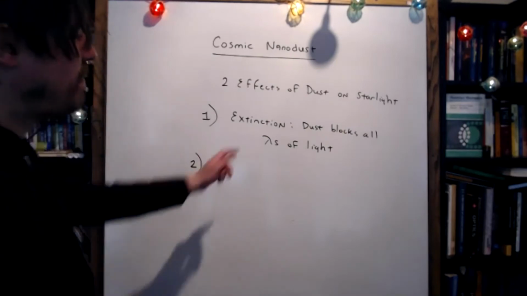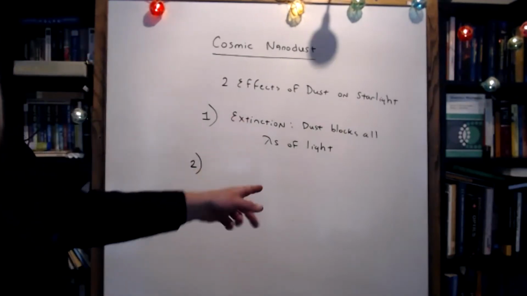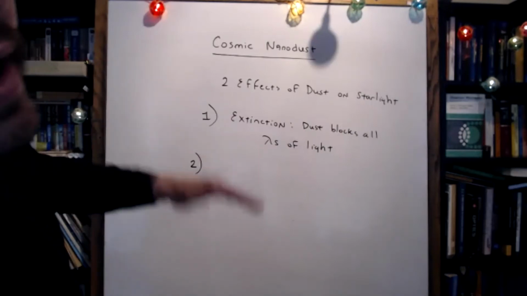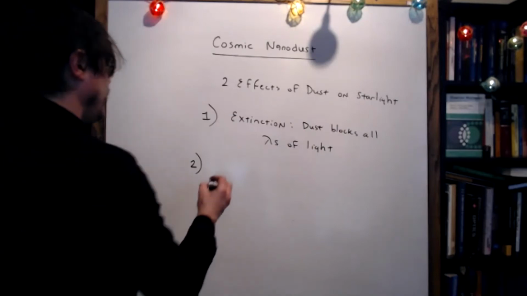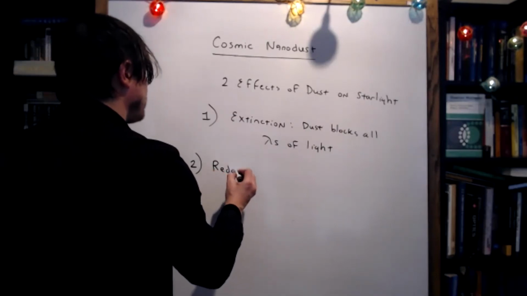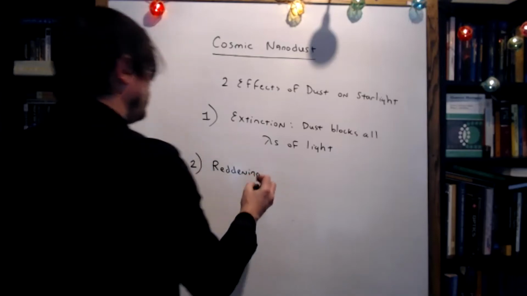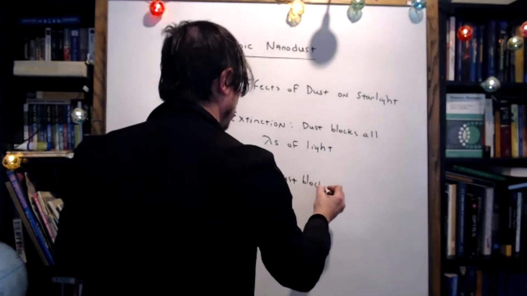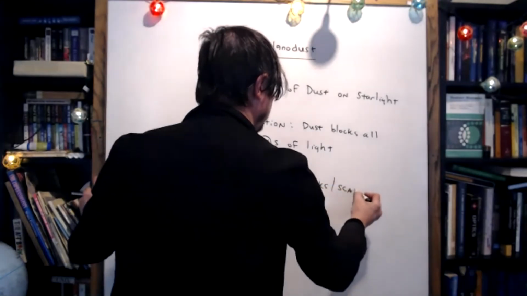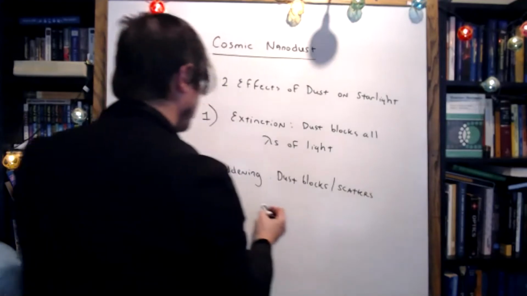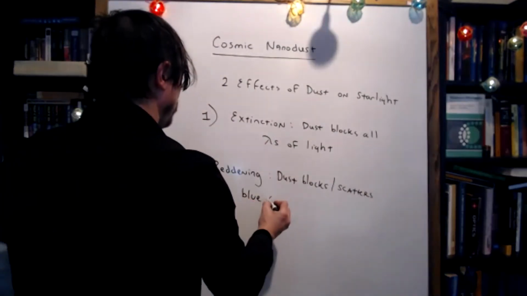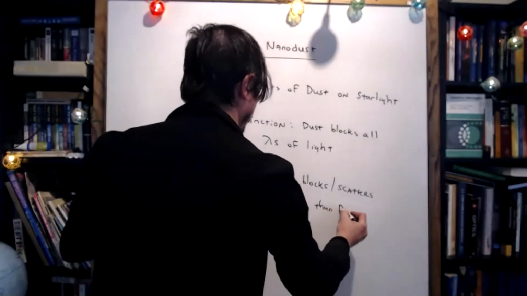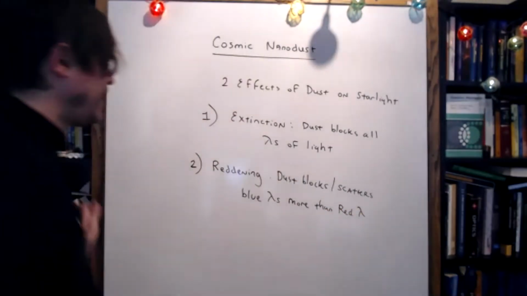However, dust does not block all wavelengths of light equally. It selectively blocks blue wavelengths more than red wavelengths. And this is what is known as reddening. In reddening, dust blocks or sometimes scatters blue wavelengths more than red wavelengths, okay?